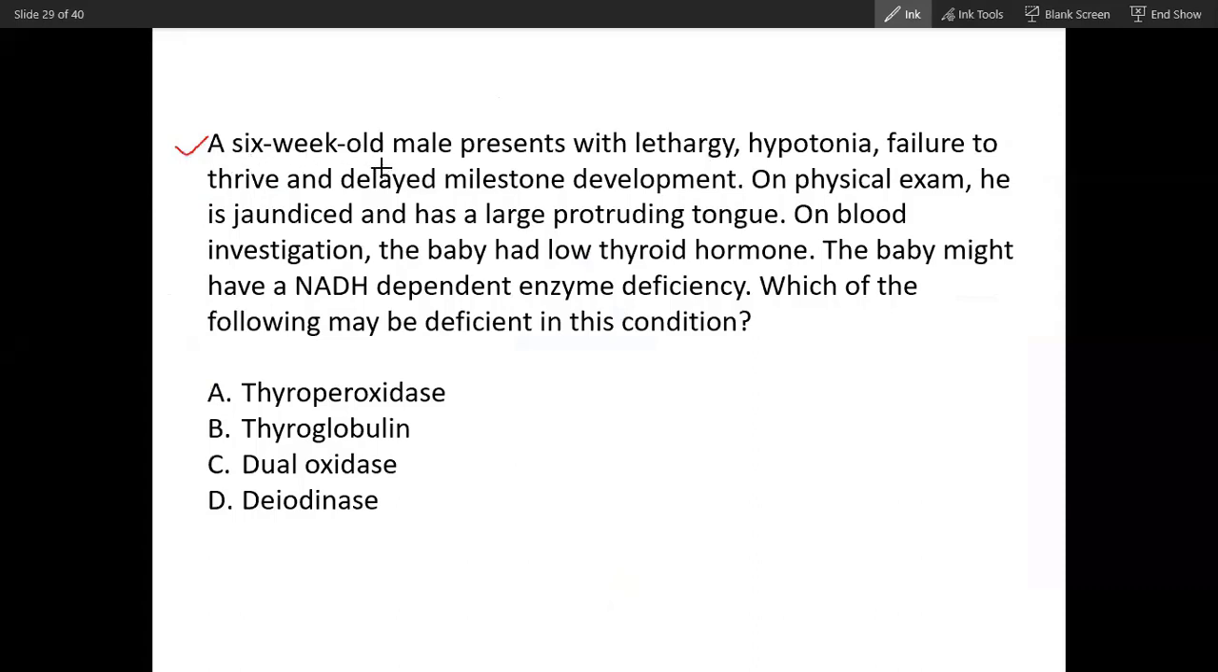A 6-week-old male presents with lethargy, hypotonia, failure to thrive, delayed milestone development. On physical examination, he is jaundiced and has a large protruding tongue. On blood investigation, the baby has low thyroid hormone. The baby might have an NADPH dependent enzyme deficiency. Which of the following may be deficient in the condition?